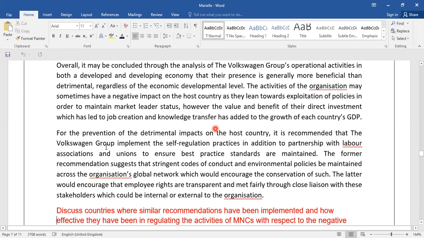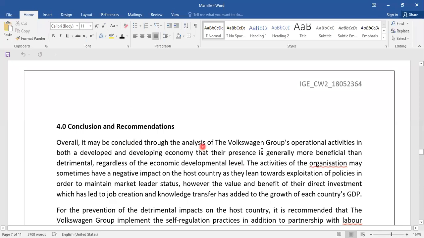It is recommended that the Volkswagen, and Marielle, I just thought of something. You said that the Volkswagen's presence was more beneficial. You could summarize quickly in a line, you could say it was more beneficial to the US in regard to job creation and FDI, and it was also beneficial to Brazil regarding FDI as well. So conclusion means to summarize. It's a summary of your findings. So you had summarized that in the US, their benefits accrued to job creation, and in Brazil, their benefits accrued to R&D knowledge transfer. So you're just summarizing that in a sentence.